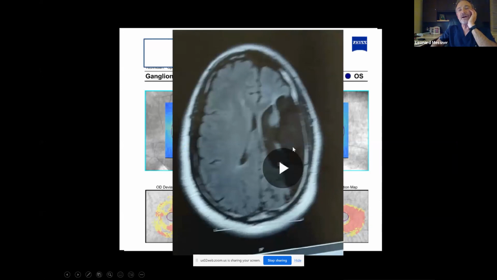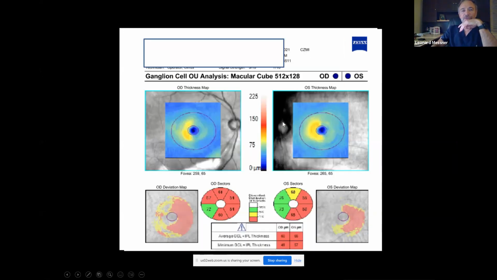This is a large middle cerebral artery infarct on the left side of his brain that is responsible for his right homonymous hemianopia and this right hemifield thinning of the ganglion cell complex. So my point to you very simply is that when you see this, we talked about binasal thinning with a chiasmal lesion. This is homonymous thinning, hemifield thinning of the macula. That's not glaucoma. That's not within the optic nerve. That's within the brain.